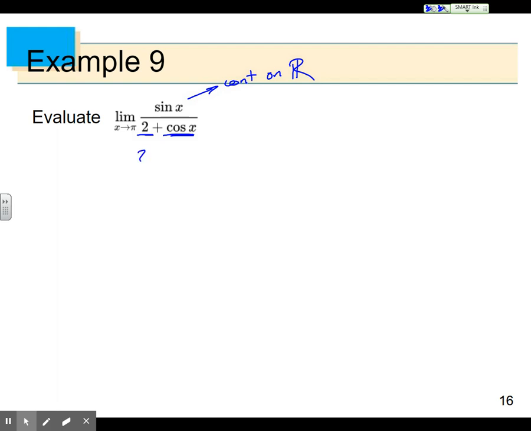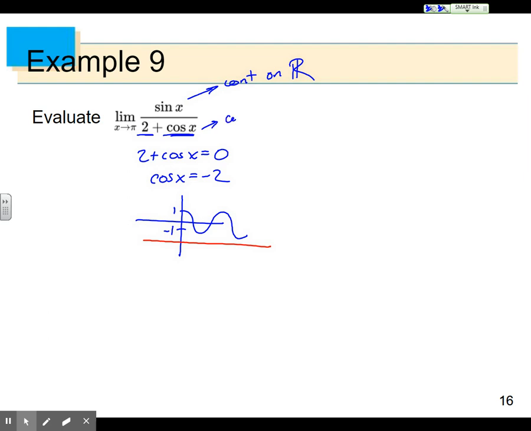well, let's see, 2 plus cosine x. I need to find where that's equal to 0. Oh, good news. If I subtract 2 from both sides, cosine x can't equal negative 2. Well, that's fine. Cosine x never does equal negative 2. It just sits here and oscillates between positive 1 and negative 1. It never comes down here and touches negative 2. So this down here is also going to be continuous on all real numbers.